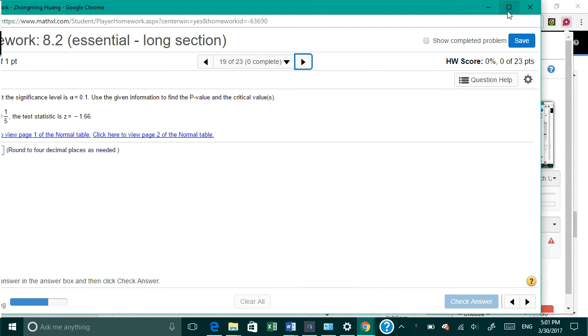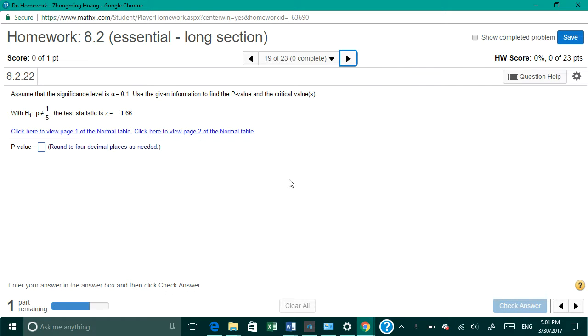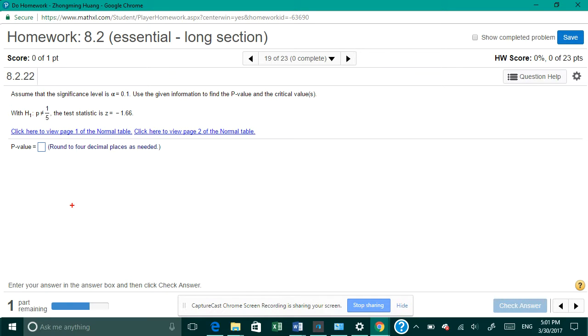Let's take a look at this problem. We need to find two values in this problem. The first one is the p-value, the other one is the critical value. They are two different things. To find the p-value, it depends on the test statistic, and the critical value depends on alpha. Now, we begin with the p-value.